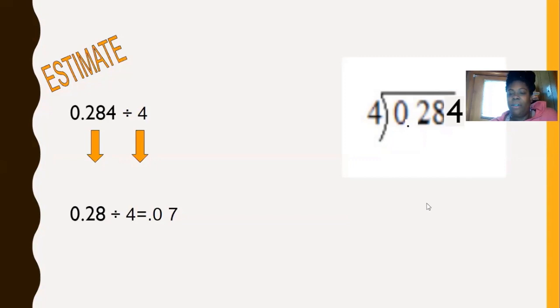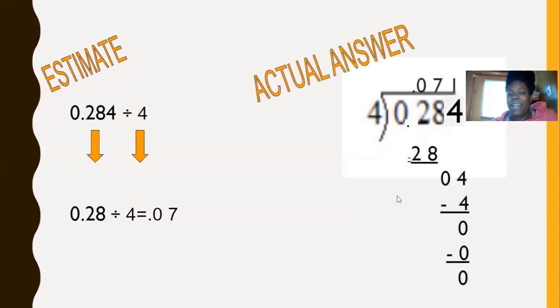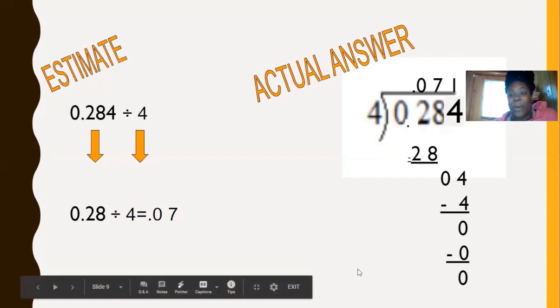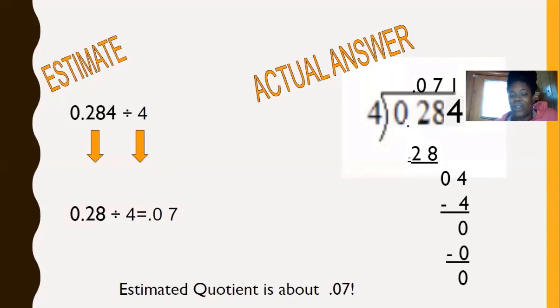And here we go. We solved it at the bottom. And your answer should have been 71 thousandths. This answer is another answer that is pretty reasonable to our estimate. We're on the ball. We're on a roll. All right. And so your quotient is about 7 hundredths.